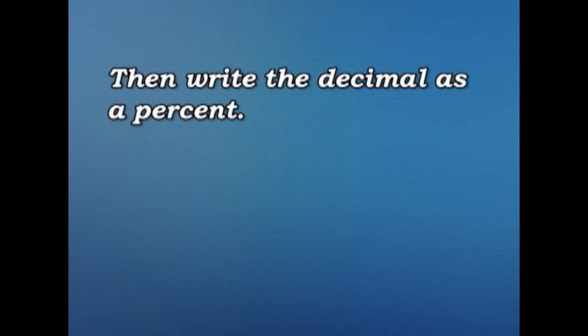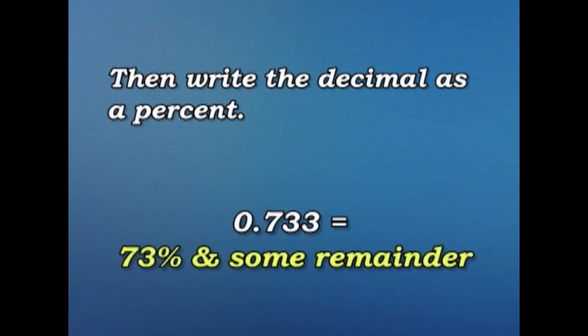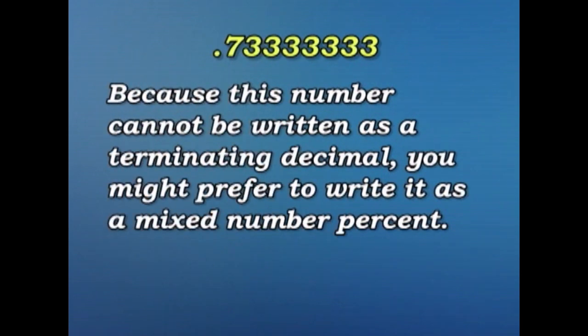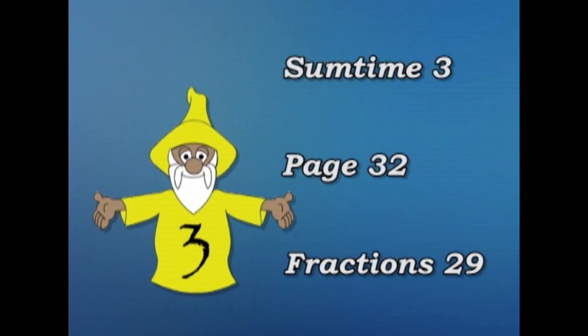Then write the decimal as a percent. So 0.733 is 73%, and some remainder, with all those threes. But because this number cannot be written as a terminating decimal, you might prefer to write it as a mixed number percent, which would become 73 1/3%. That's all for today.